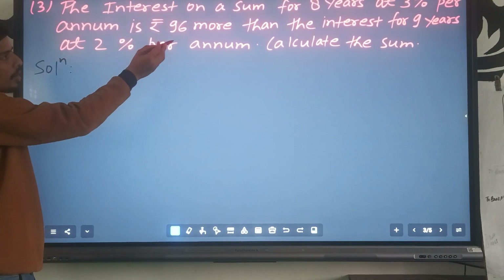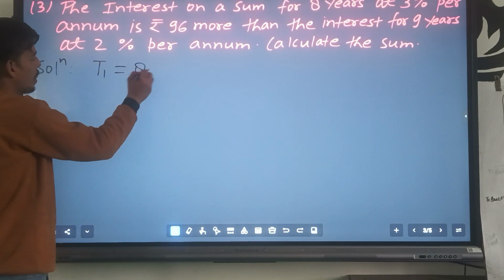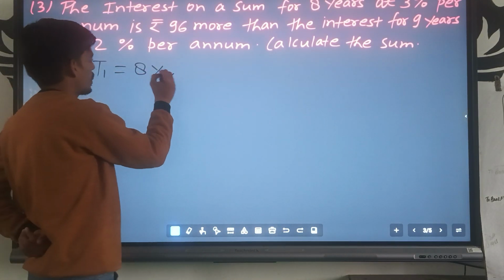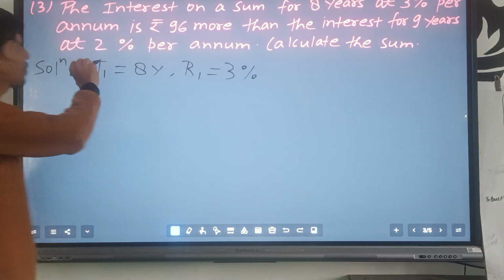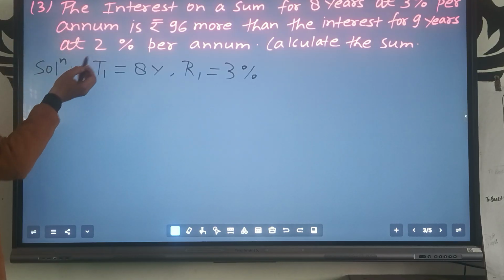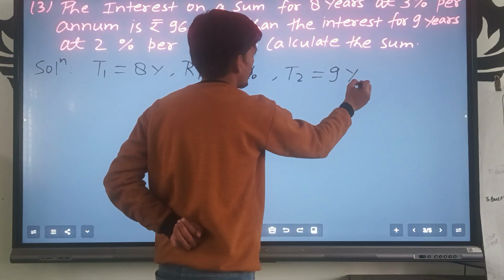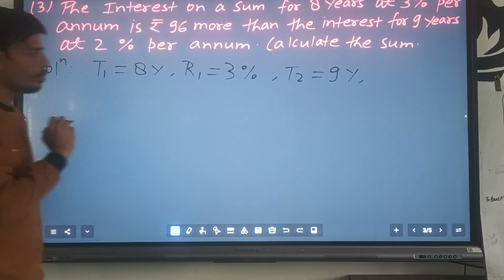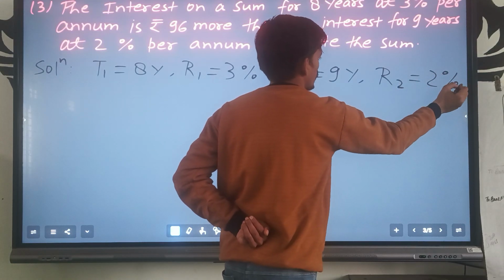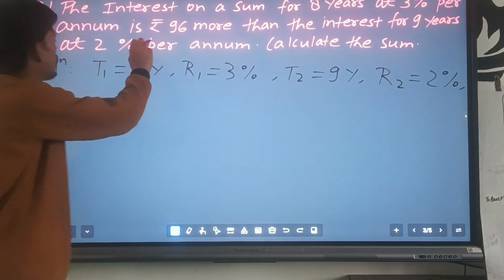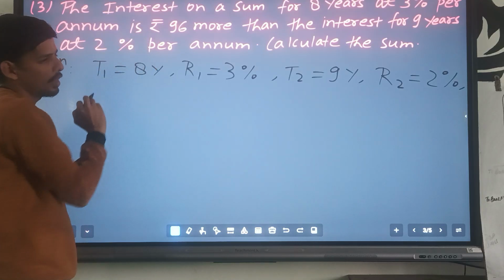The interest on a sum for 8 years, that is T1, the first time, 8 years, and the first rate R1 is 3% per annum, is 96 more than the interest for 9 years, that is T2, the second time is 9 years, and the second rate R2 equals 2%. The difference of interest is given, and the interest difference is 96.